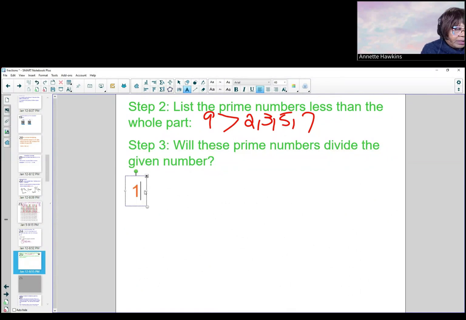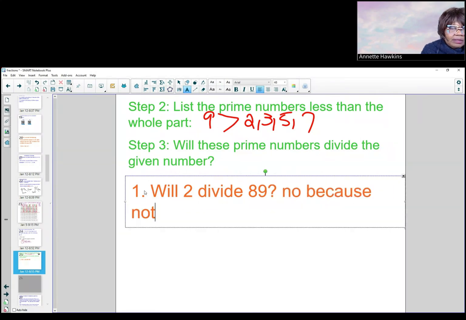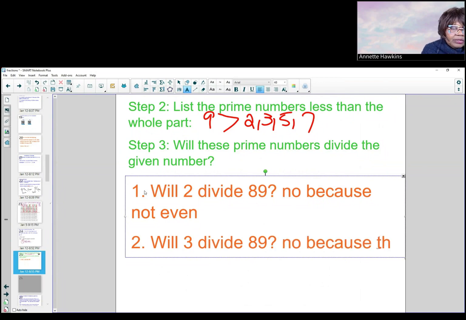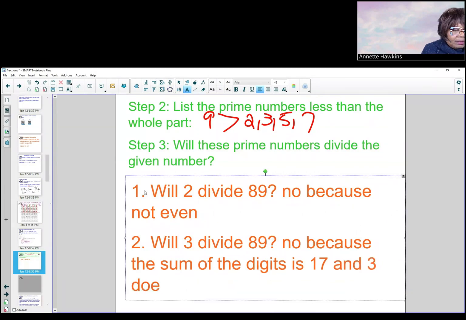All right, so let's see. Will 2 divide 89? No, because it's not even. Will 3 divide 89? No, because the sum of the digits is 17 and 3 does not divide 17. Okay. All right, let's continue.